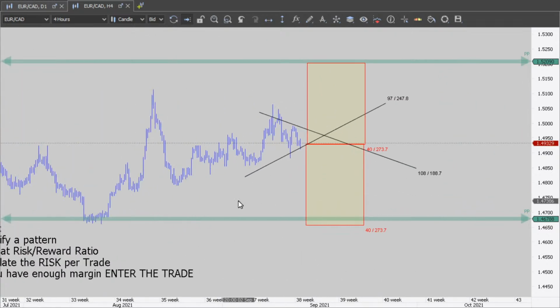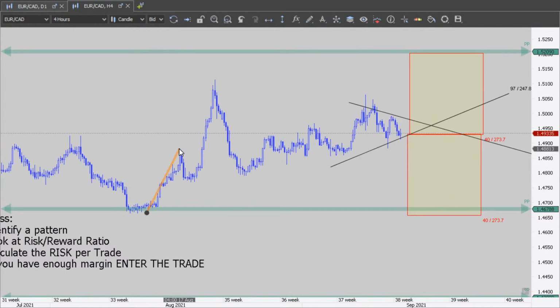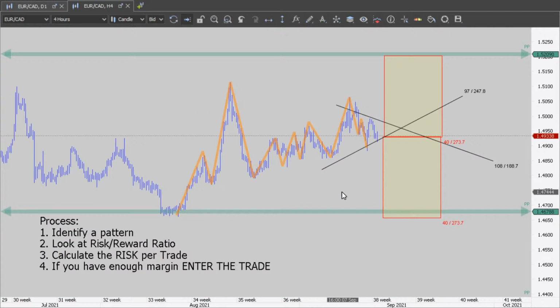Well, maybe, just maybe, let's see the short-term trend. Low to high, high to low, low to high, high to low, low to high, high to low. And maybe this one, something like this, right? So maybe we can go long on this one. So this is the correct trend line so far. Not the perfect one, right?